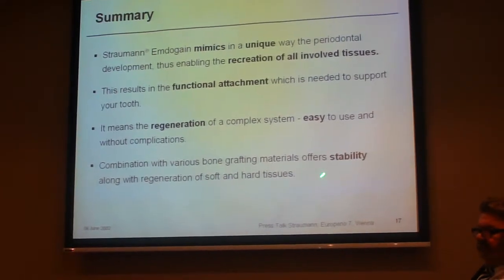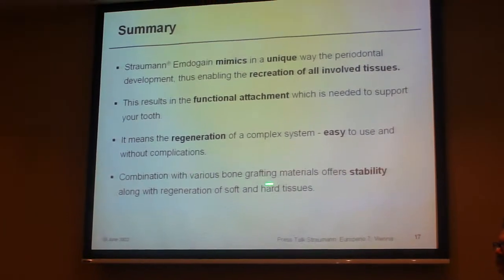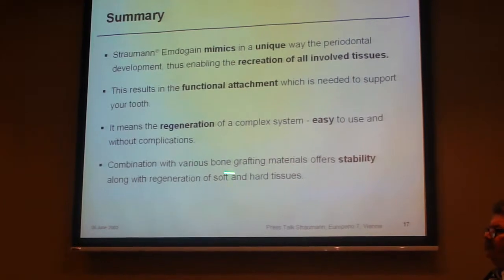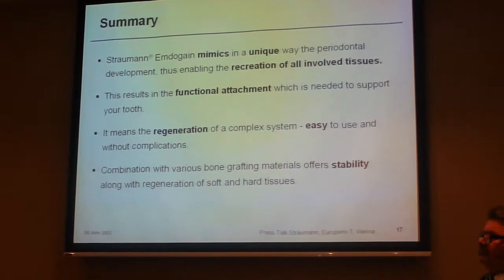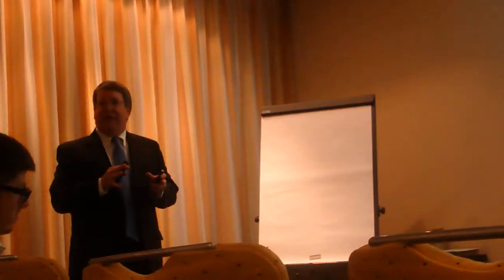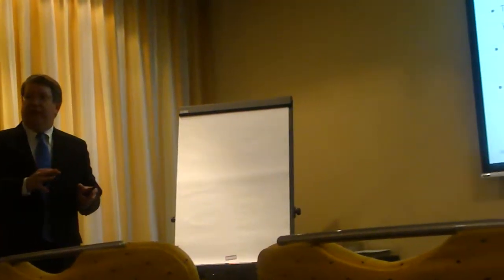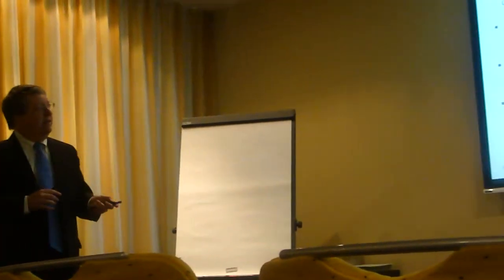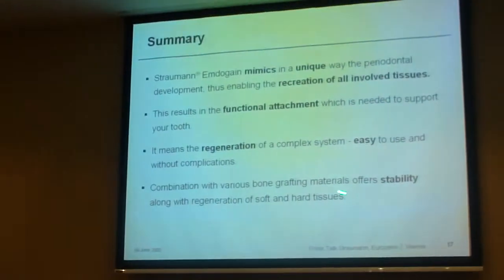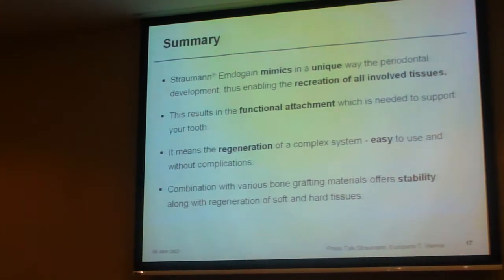The other thing that we do when we have very large defects, we like to add some sort of bone grafting materials. We've sort of used those over the years to try to regrow these tissues. They've never been as effective as we'd like, but if we add Emdogain plus the bone graft, we get a much better result. And so the bone grafting materials give us stability and help this regenerate.